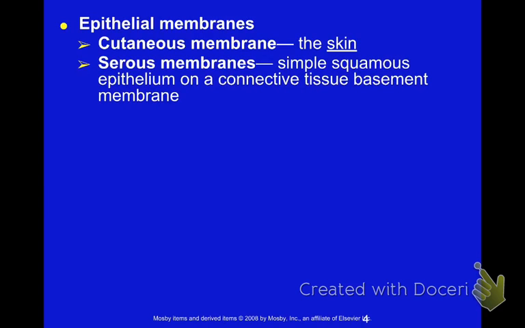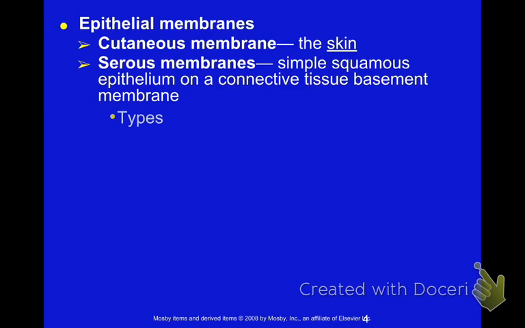So, epithelial membranes. Our first type, cutaneous membranes. This is the skin. Okay? The skin is the largest organ in our body. It's an epithelial membrane because it's made of epithelial tissues. And do you guys remember what kind of epithelial tissue the skin is made of? It's multiple layers of flattened, squished cells. So it's stratified squamous, yes. Okay. We have serous membranes, which is simple squamous epithelium with, remember, we always have a connective tissue basement membrane.